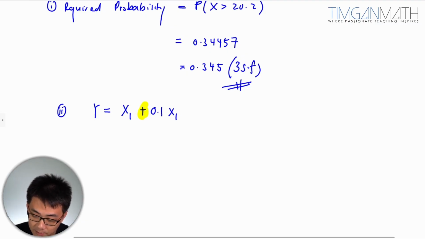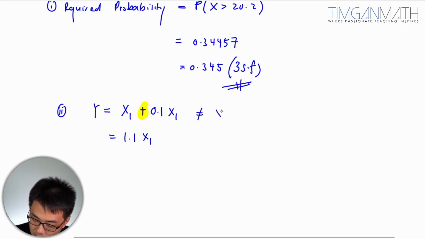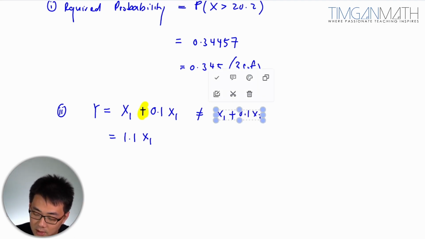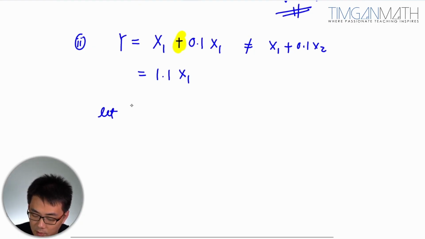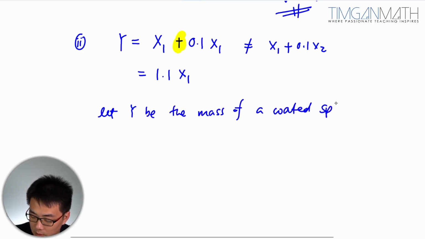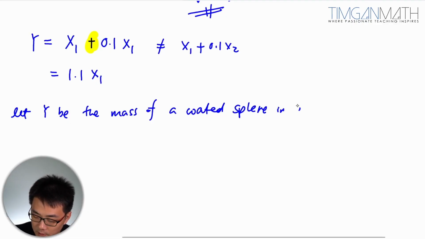It's because it's actually the same sphere, so it's 1 plus 0.1 of x1, not x1 plus 0.1 x2. So it's the same concept there. Just be mindful. In this case, I'm going to let Y be the mass of a coated sphere in grams.